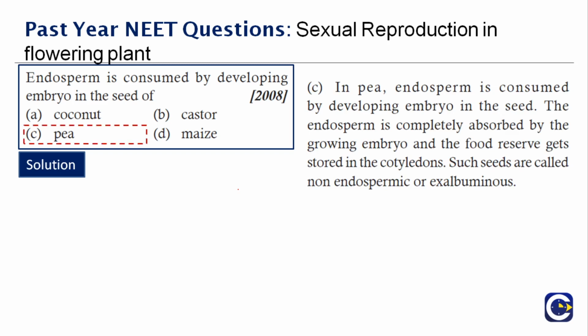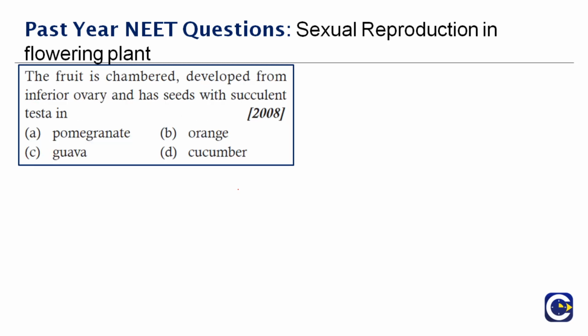So if you look at this question, it has to do with a little logic. Okay, so if you clearly see here, endosperm is consumed by the developing embryo in the seed. The hint is a seed here. Therefore, the right answer is option C. Next question here.